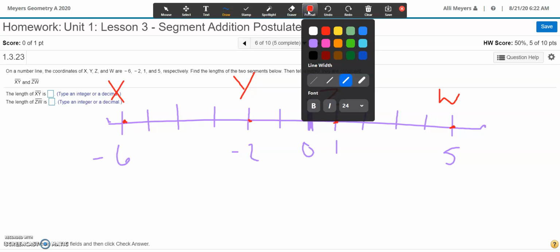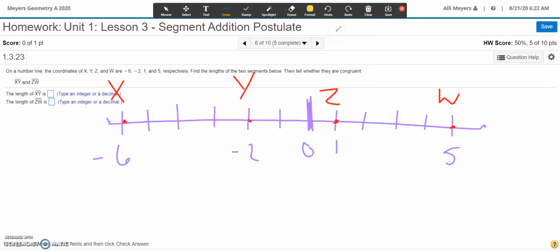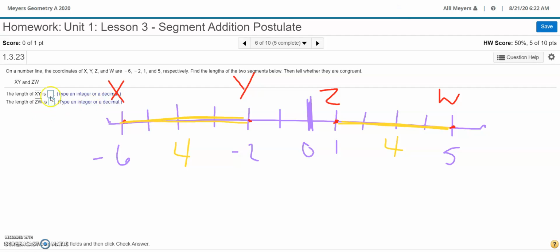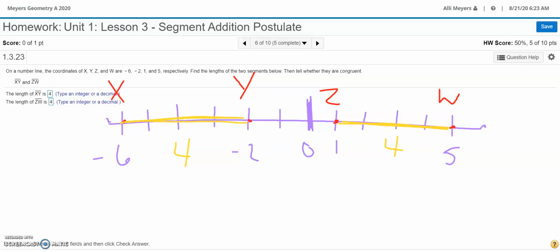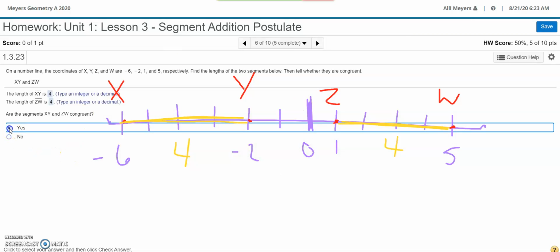That's always going to help you. Then I need to find the length of XY. So that's just right here. I count it. I start here and go 1, 2, 3, 4. You could do -2 minus -6 and take the absolute value. Either way, you're going to get 4. ZW is over here, so that's again 1, 2, 3, 4. 5 minus 1, that's 4. Are the segments congruent? Definitely. They're both 4.